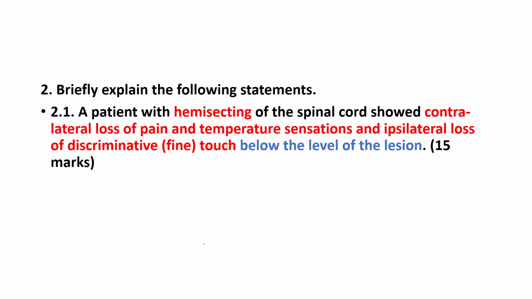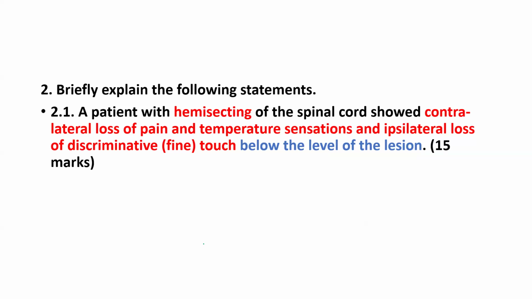So this is another example question. Briefly explain the following statement. They will give these kinds of questions. A patient with hemisection of the spinal cord showed contralateral loss of pain and temperature sensation and ipsilateral loss of discriminative touch below the level of the lesion. Okay, so this is another example you have to answer, so you can understand.